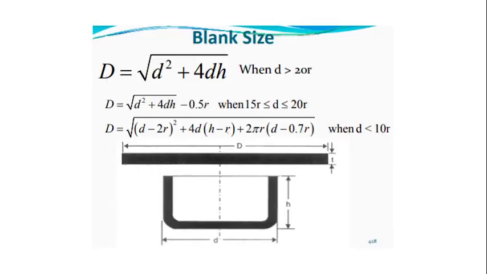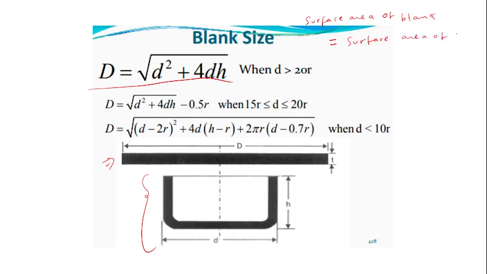Then the blank size. So this is one relation between your blank and your drawn cup. This relation actually comes from a condition. See, the surface area of this sheet or blank will be equal to the surface area of the cup which is being drawn by the process. Suppose this was your round blank. This formula is for a round blank, but the general formula is that the surface area of the blank should equal the surface area of the cup.